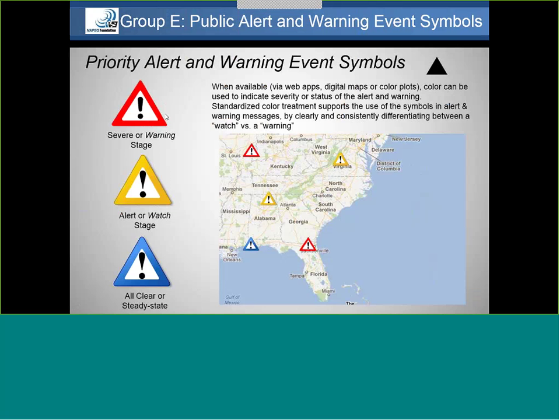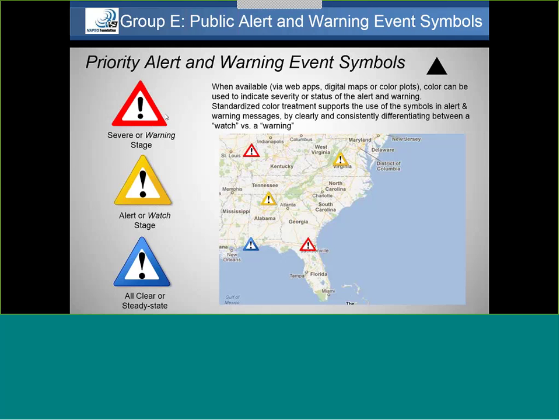But using color to indicate being in a warning stage versus a watch stage versus an all clear, steady state, I think has some beneficial implications, certainly from a public safety mapping perspective. It may also lend itself well to the needs of the public alert and warning folks, because I know you do differentiate in some cases between warning and watch, and this may actually help to achieve that. So take tornado, for example, or flash flood, et cetera.